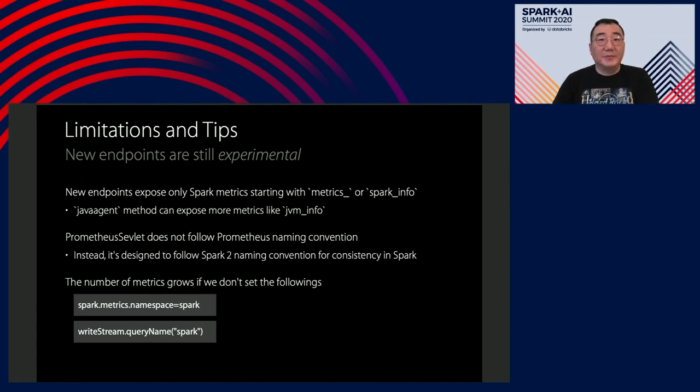So limitation and tips. Please note that new endpoints of Spark 3 are still experimental. New endpoints expose only Spark metric, starting with metric underscore or Spark info. The previous Java agent method can expose more metric like JVM info, including Java version. Previous servlet does not follow Prometheus naming convention. Instead, it's designed to follow Spark 2 naming convention for consistency in Spark version. And also, I mentioned before, the number of metric grows by default if we don't set the configuration properly.